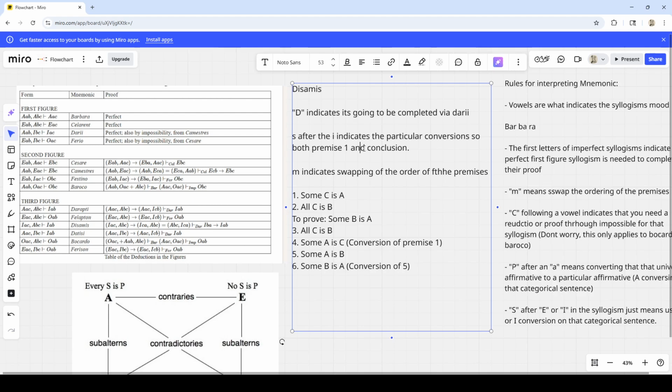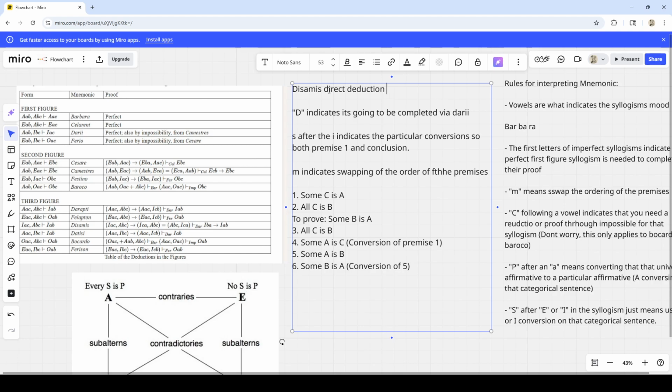And then the S after the last I, which is the conclusion, means we have to convert the conclusion. So here you can see that their proof does it too. For example, it goes from some C is A and then all C is B, and then we switch the ordering of the premises. It goes every C is B, and then we have some A is C, and then we can conclude that some A is B, and then we convert it back to some B is A. And so that is a direct deduction of Disamis.